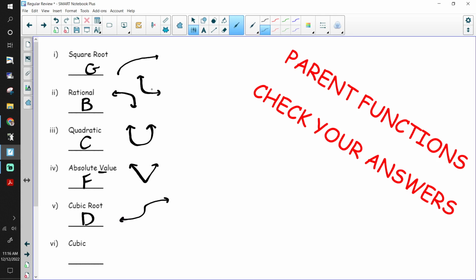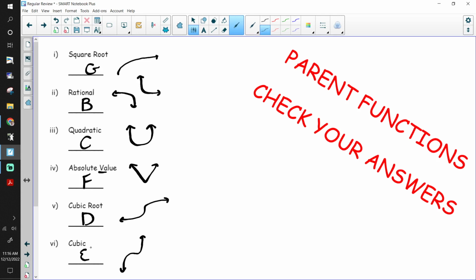Looks a lot like the square root, although it has a second part to it going down and to the left. And finally, cubic. Quadratic, but half of it has been flipped down. This was E. Okay, make sure you know all these. There's not much I can tell you other than memorizing all 7 of the graphs.